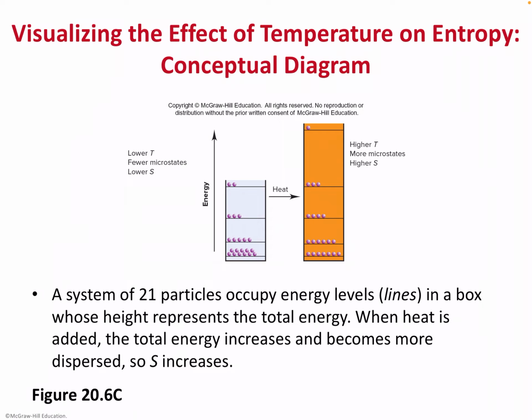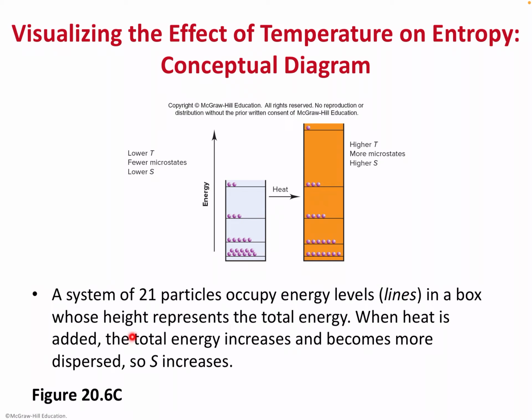Visualizing the effect of temperature on entropy. In this conceptual diagram, this axis represents energy. A system of 21 particles occupies energy levels. There are some lines that we call microstates 1, 2, 3, 4 in a box, whose height represents the total energy.